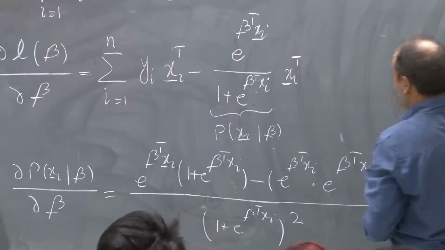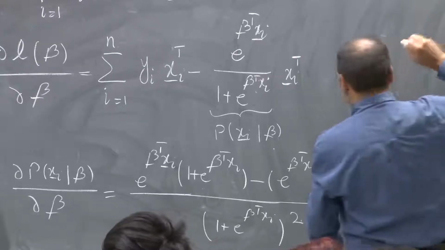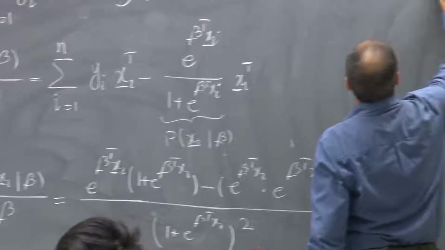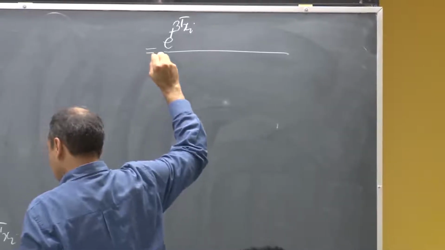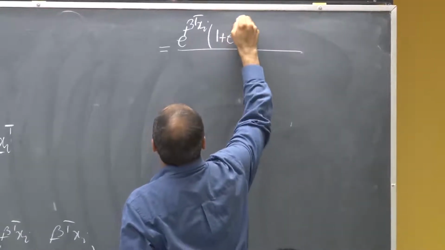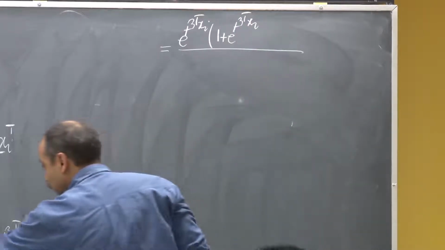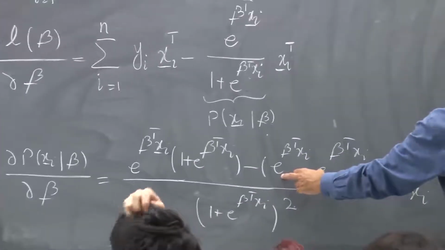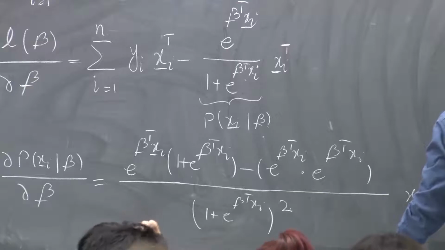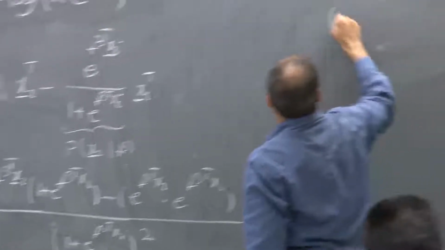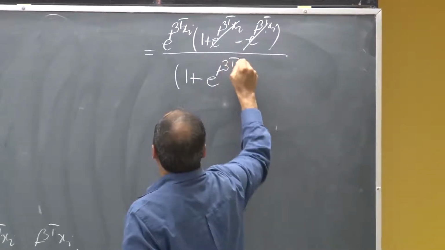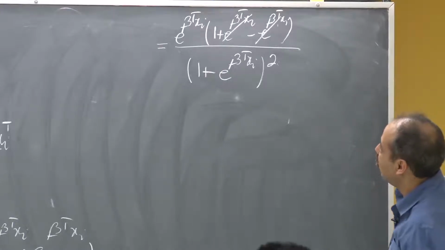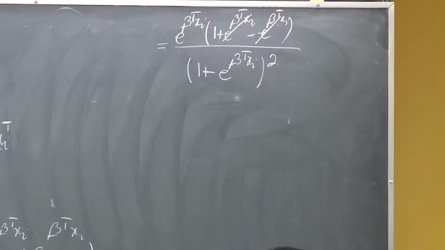Okay, so it is equal to e to the power of beta transpose xi times 1 plus e to the power of beta transpose xi. I just factored out this e to the power of beta transpose xi. So I have this term minus e to the power of beta transpose xi, so these two cancel each other. I have 1 plus e to the power of beta transpose xi squared. So it's e to the power of beta transpose xi divided by 1 plus e to the power of beta transpose xi squared.